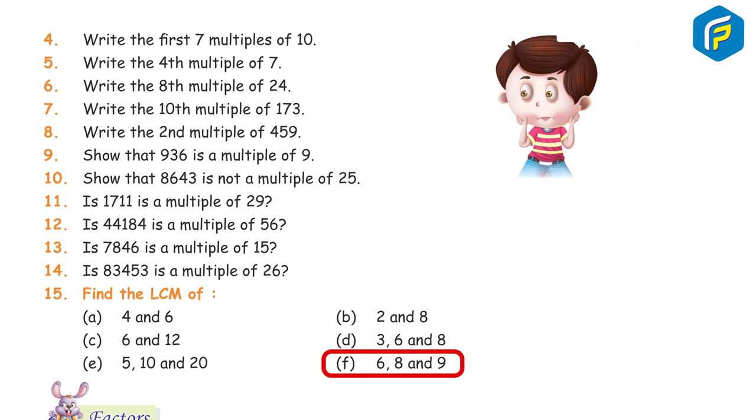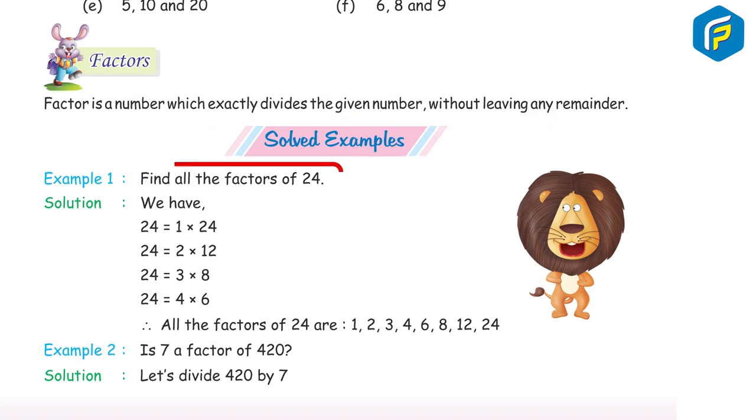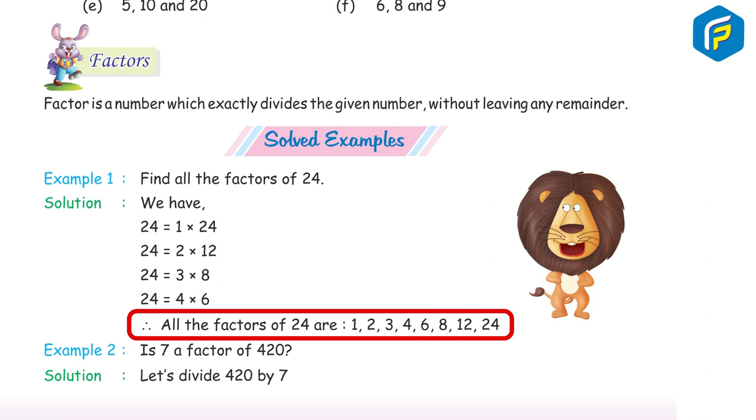Factors. A factor is a number which exactly divides the given number without leaving any remainder. Solved example. Example 1. Find all the factors of 24. Solution. We have 24 = 1 into 24, 2 into 12, 3 into 8, 4 into 6. All the factors of 24 are 1, 2, 3, 4, 6, 8, 12, 24.